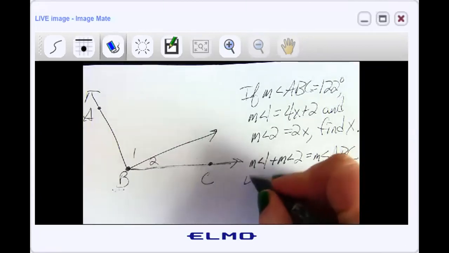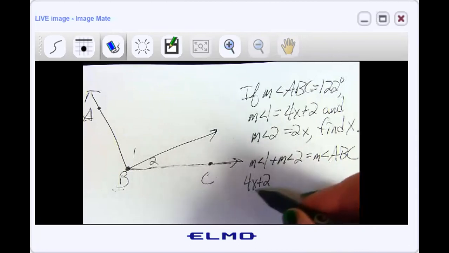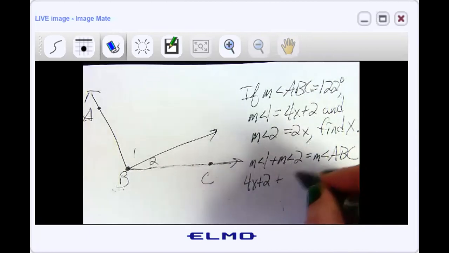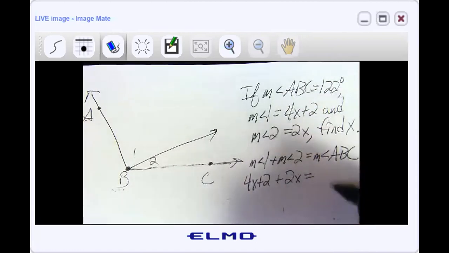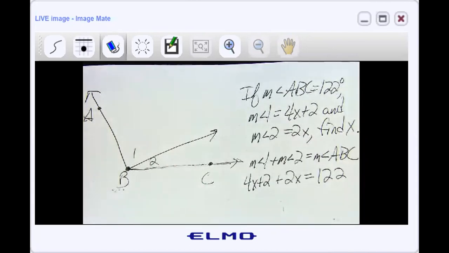4x plus 2x plus 2 equals 122. You're right. I'm going to reorder what you said just a tiny bit, but you're 100% right. So I'm going to leave it as 4x plus 2 because that's what I have for angle 1. And then I'm going to add 2x. I think you had swapped the 2x and the 2, but you were still right. And then 122 is the whole thing. So I'm hopeful that everybody came up with an equation that looks like that.